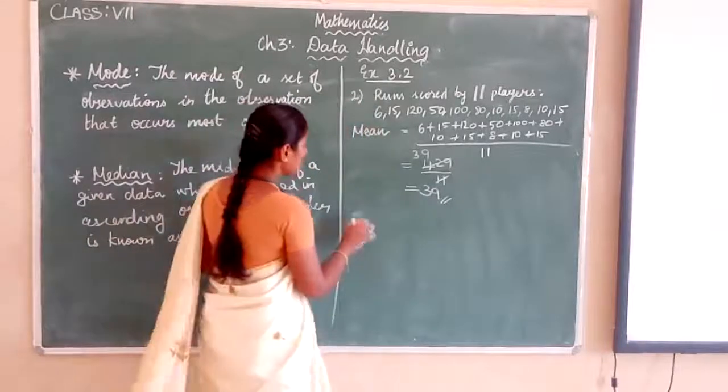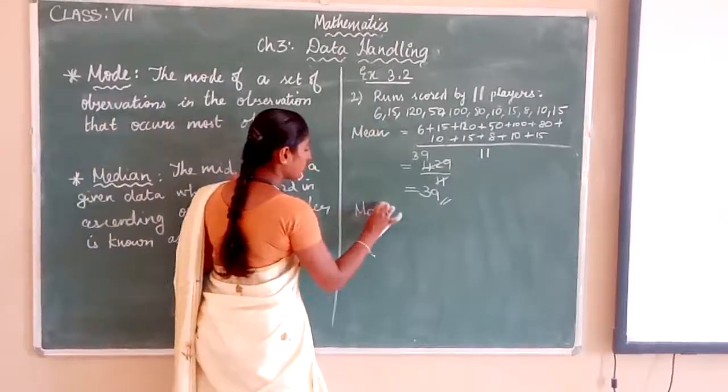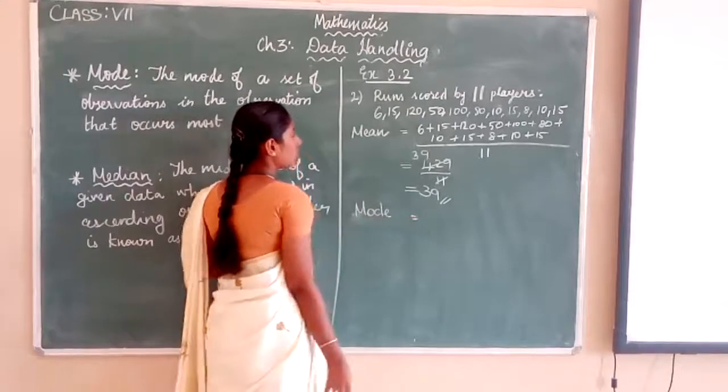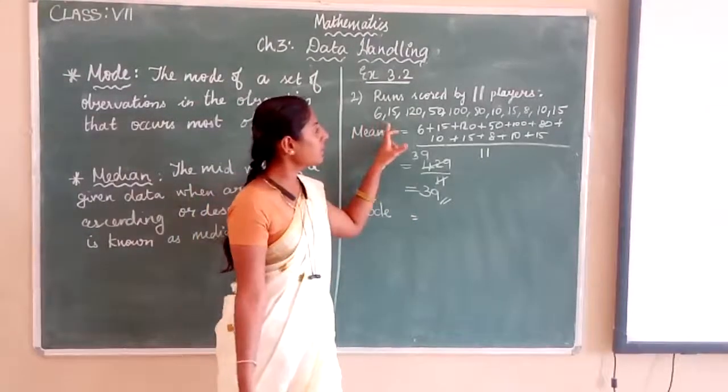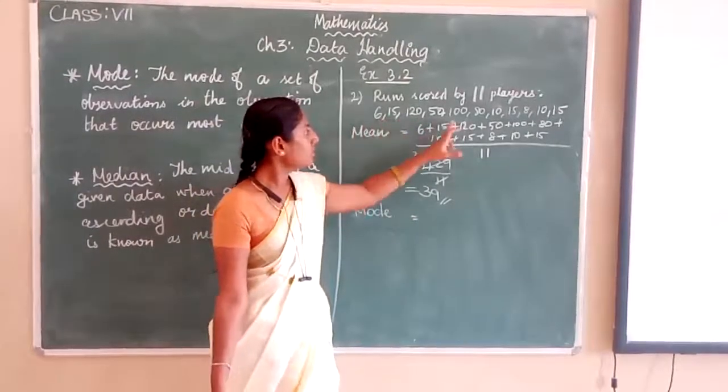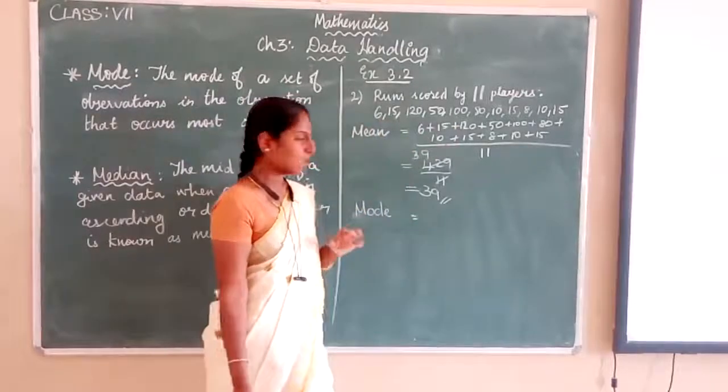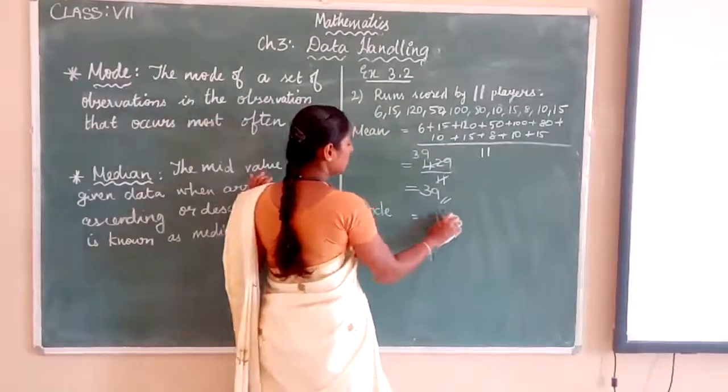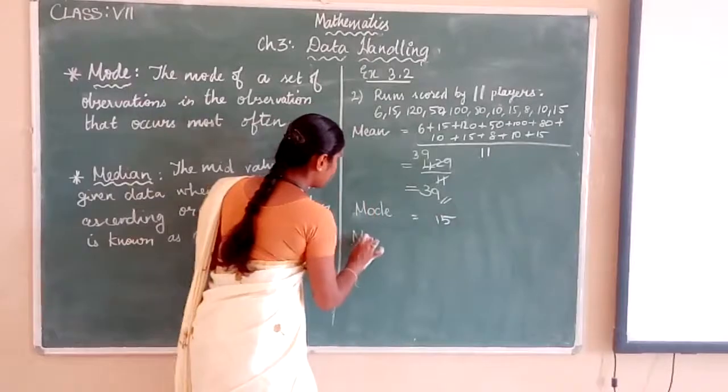Next we have to find the mode. Now which is the most repeated observation? It is 15, right? We have 15 three times. So 15 is the mode. Then we have to find the median.